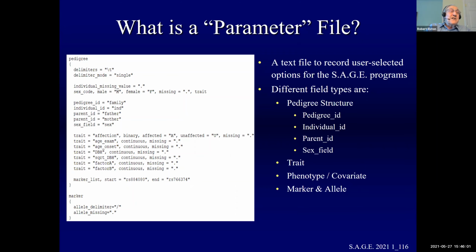Basically, as I said before, use the word trait if you want it to be the dependent trait or traits that are analyzed in every particular analysis run. Otherwise, call it phenotype or covariate. And then you can see towards the bottom on the left, it has an opening brace and a closing brace. And this is the block that tells you about the marker and alleles.